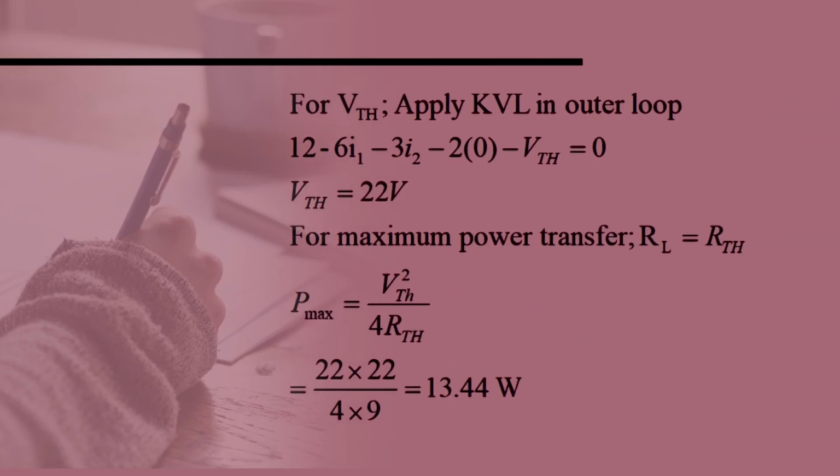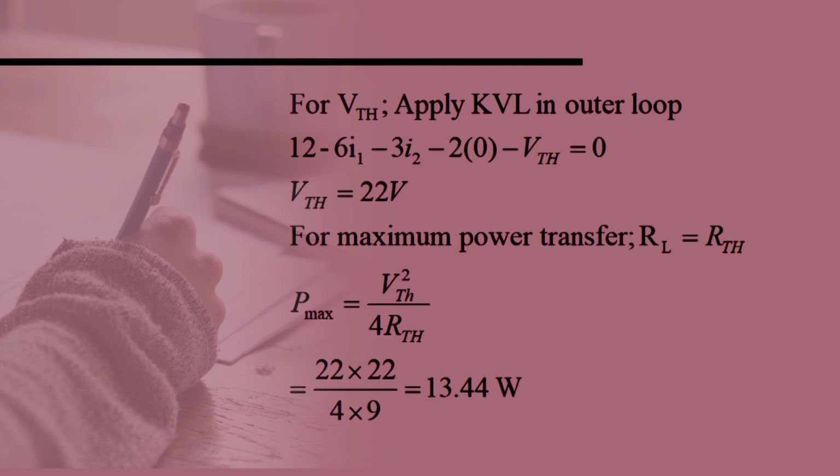Now apply the KVL around the outer loop to get the VTH across the terminal AB. So it can be written as 12 minus 6 I1 minus 3 I2 minus 2 into 0. Why 2 into 0? Because in this particular resistance of 2 ohm there is no current, because it is an open circuit, that's why it has been shown as 2 into 0. Minus VTH is equal to 0.